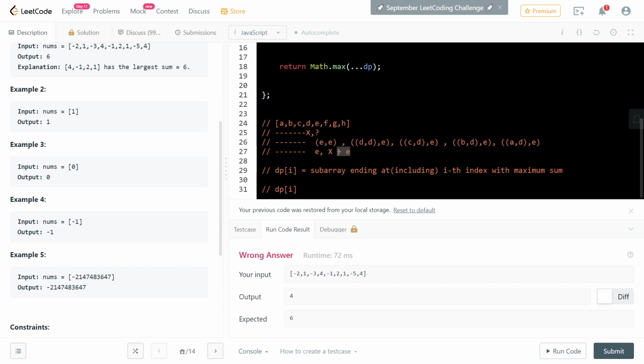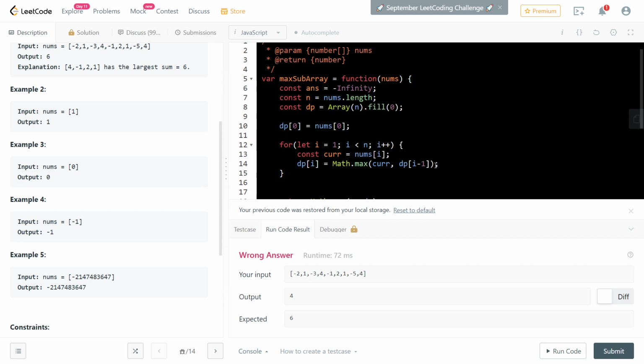So we have to take care of that. The current element has to be there because the array is ending at the current element, right? That's what I missed earlier. So either it is the current element or the array ending at the previous element plus the current element. So we have to add current here.